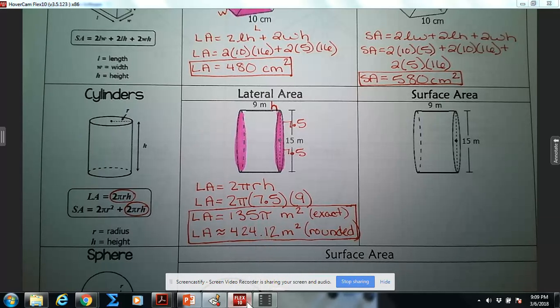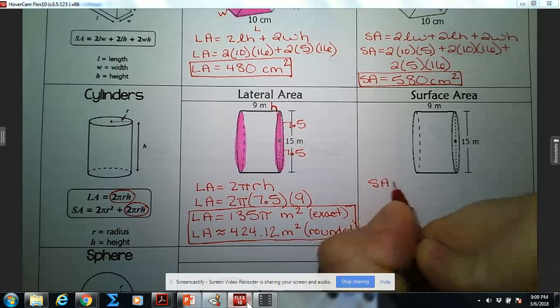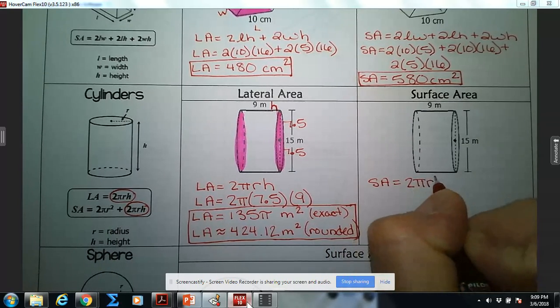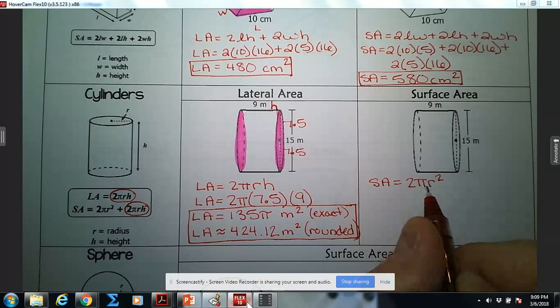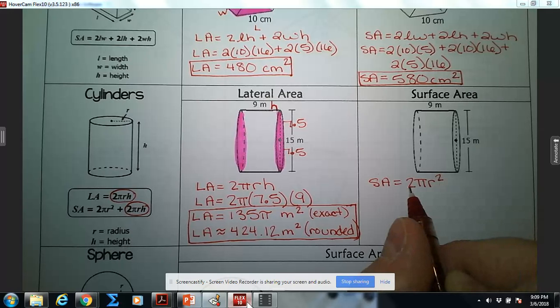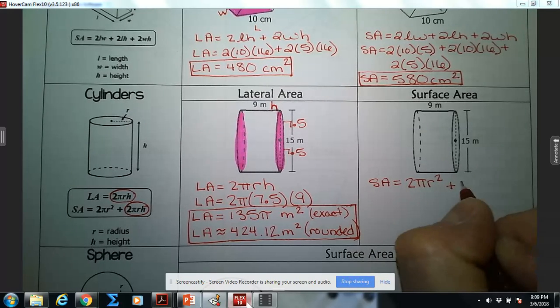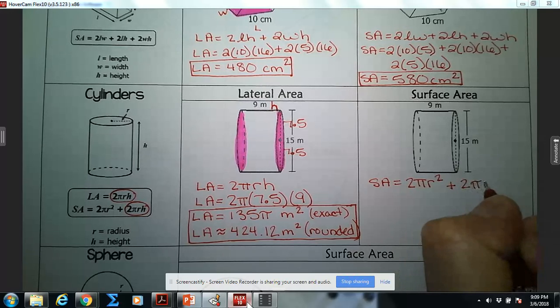Okay. Next, let's go one step further. Let's do the surface area. Look at that surface area formula. Okay. Surface area takes into consideration the two circles. That's where this 2 times pi times r squared is. Pi r squared is your area formula for a circle, and there are 2 circles. So we're taking the 2 circles plus what we just got in the lateral area.